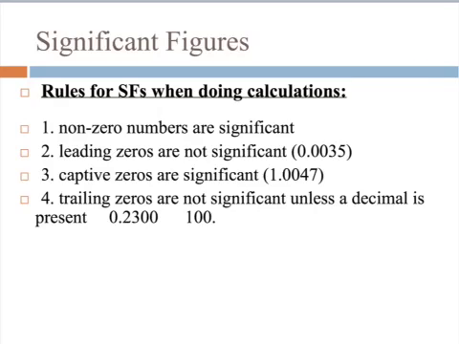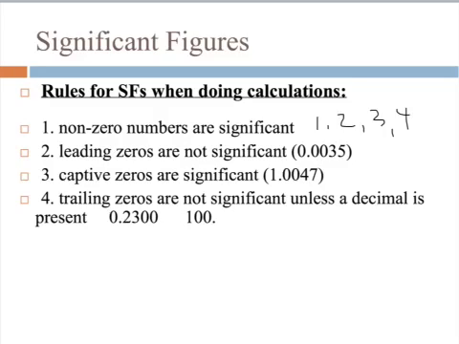If we look at the rules and we want to look at a measurement, how many digits in that measurement are actually significant? There are 4 rules. Rule 1: non-zero numbers in a measurement are significant. So for example, if your measurement has a 1 or a 2 or a 3, 4, you get the picture. Non-zero numbers are all significant digits.